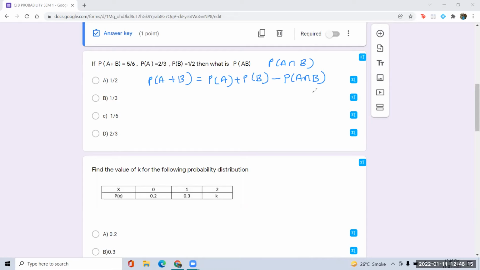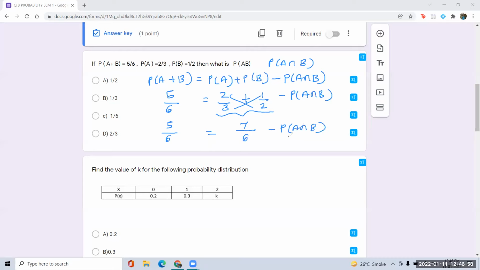Out of the 4 terms over here, 3 terms are given to you. Probability of A plus B is given as 5 by 6. So do the substitution here. Probability of A is 2 by 3 and probability of B is 1 by 2 minus P of A intersection B. Now this is 5 by 6 and this answer comes out to be, denominator is 6, 2 2s are 4, 3 1s are 3. This cross multiplication will give you 4 plus 3 is 7 and it is subtracted. So minus P of A intersection B.